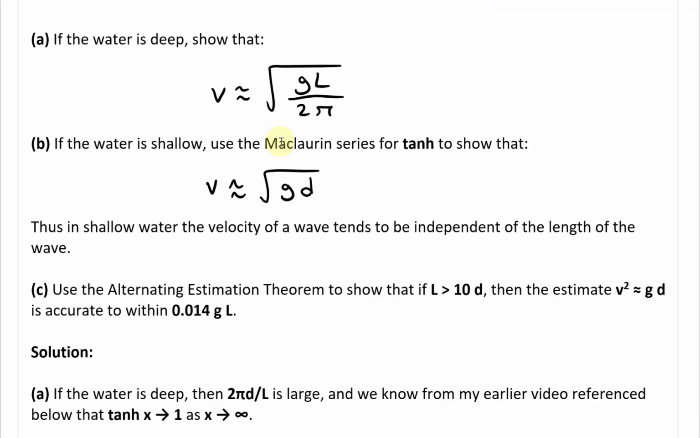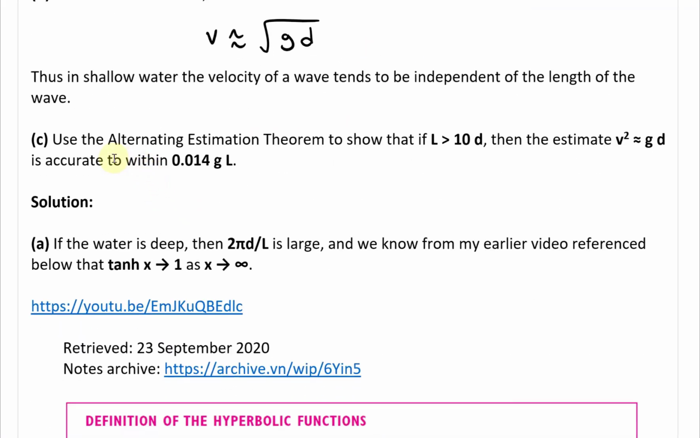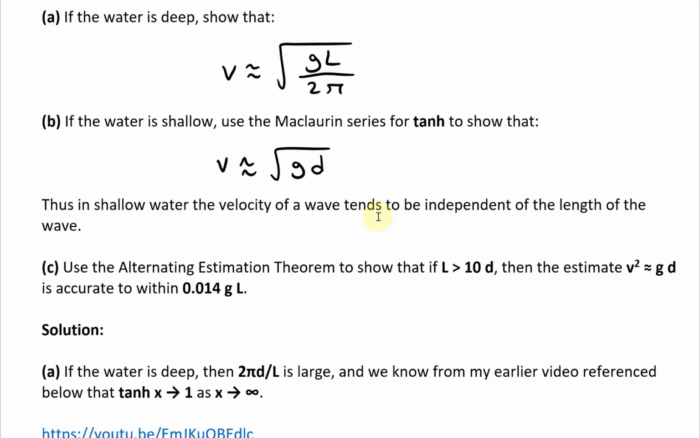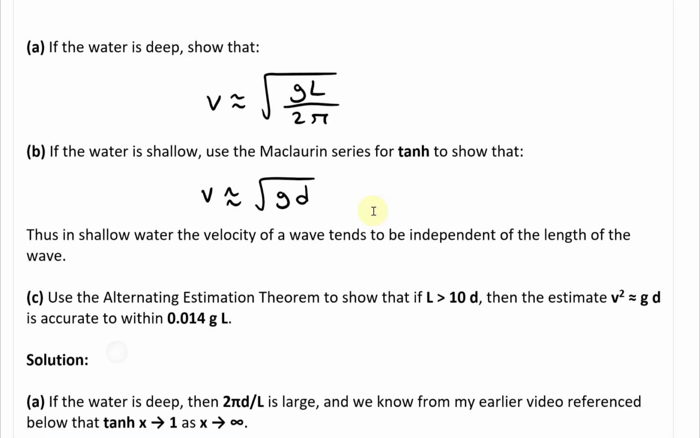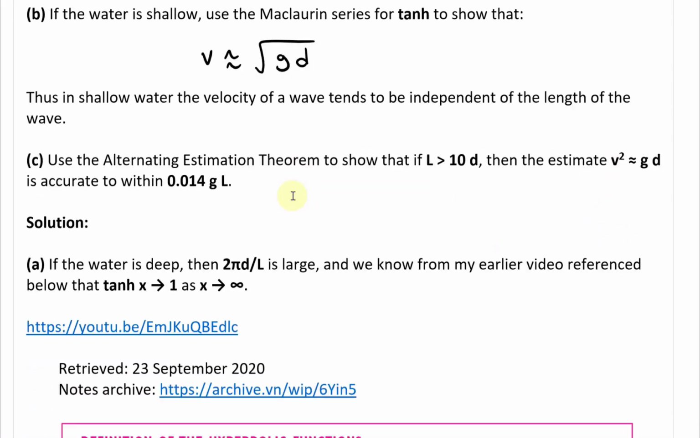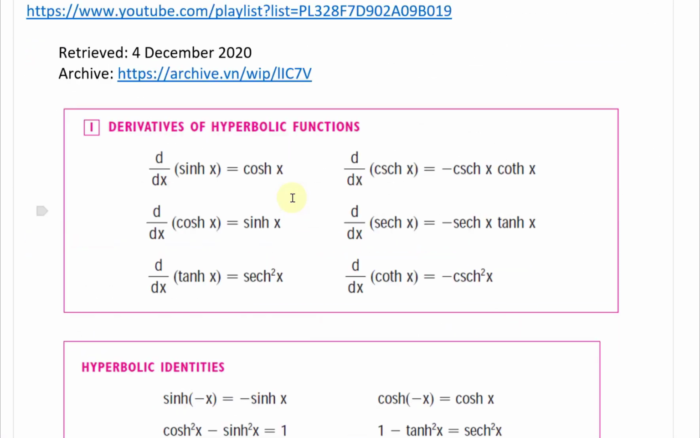Alright, so now let's take a look at part C. This one asks, use the alternating series estimation theorem to show that if L is greater than 10 times D, then the estimate v squared is approximately equal to GD is accurate to within 0.014 GL. So now we can continue further. Part C is looking at the error associated with this approximation, which you could also write as v squared approximately GD. Let's just keep going.